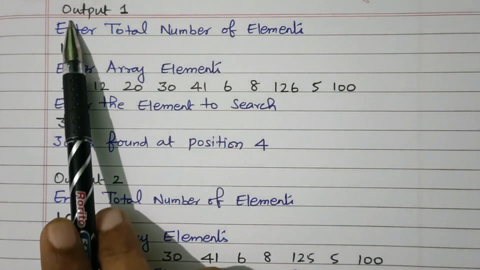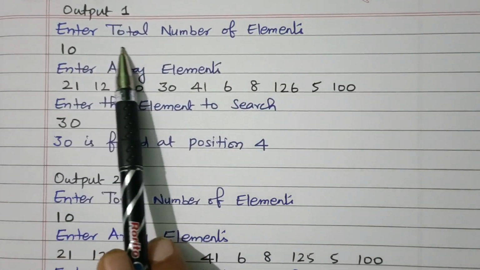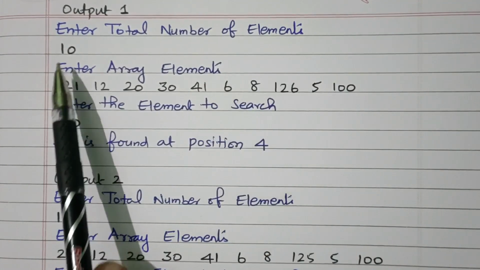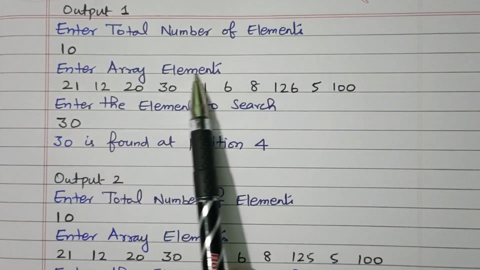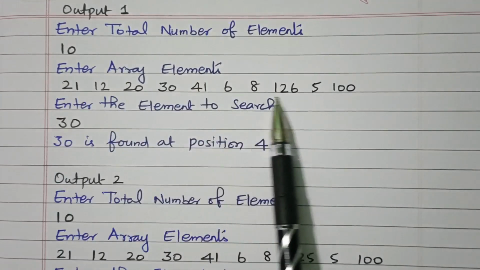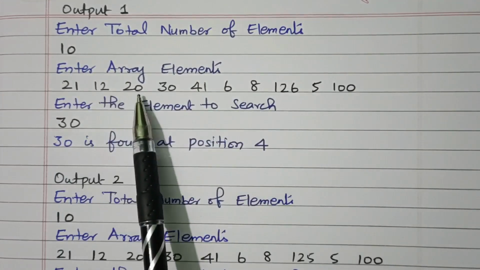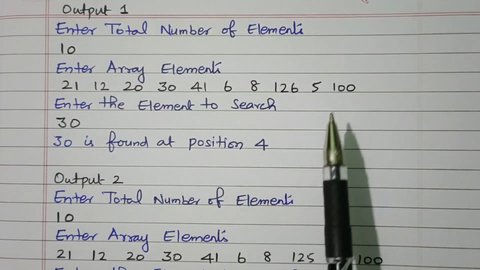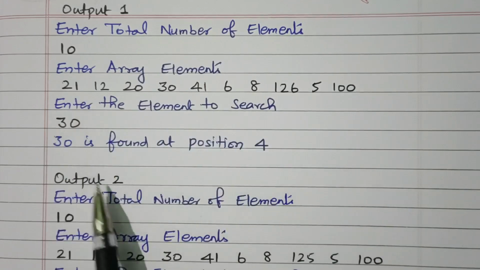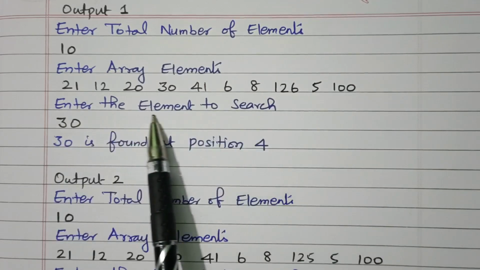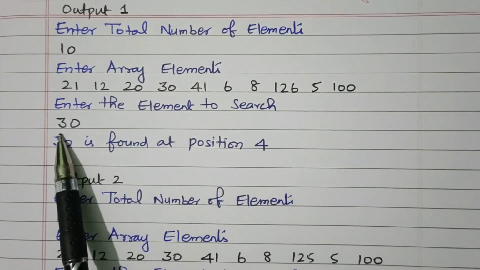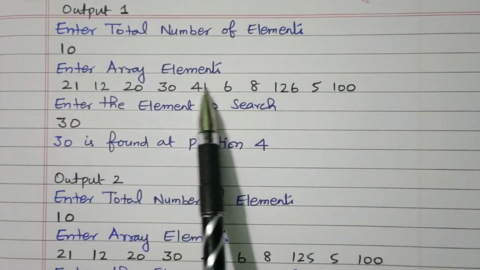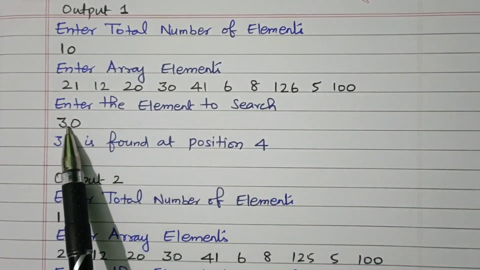See the first output, output 1. Enter the total number of elements, entered as 10. Then we ask the user to enter the array elements. These 10 elements are entered one by one: 21, 12, 20, 30, 41, 6, 8, 126, 5 and 100. Now we ask the user to enter the element to search, entered as 30, right? So all these 10 elements are entered. The element to be searched is 30.